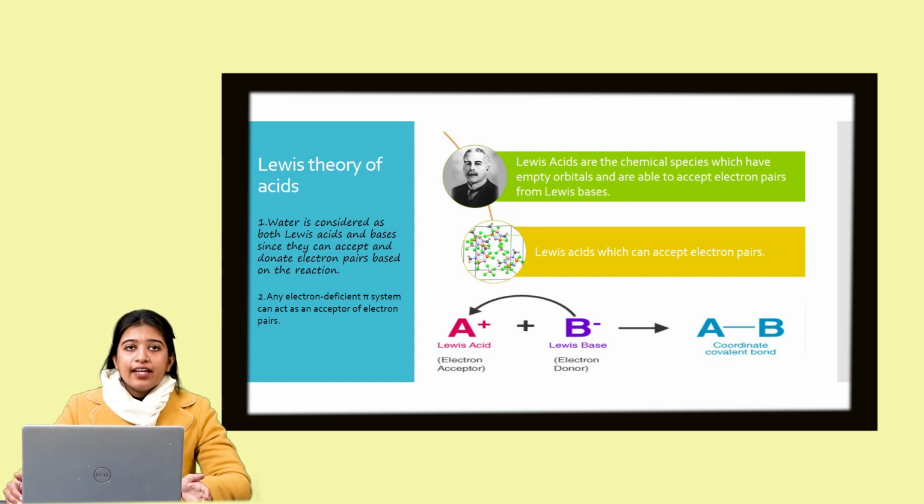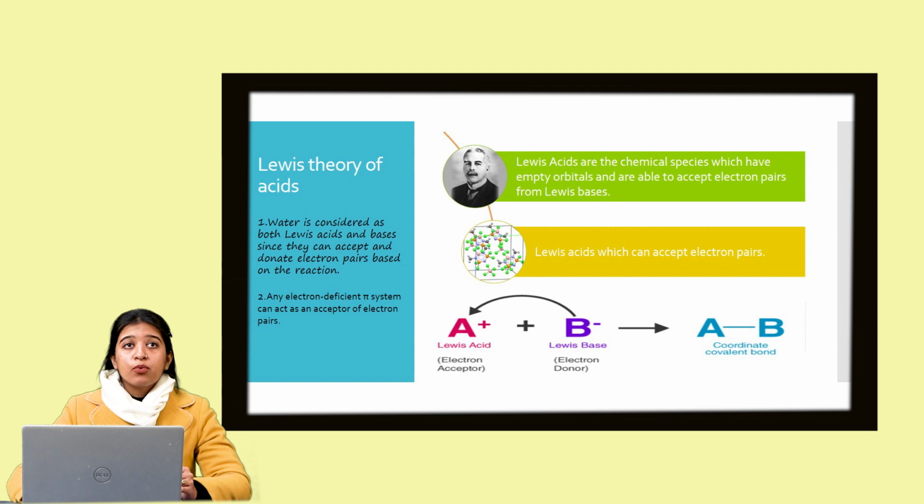So, what is a Lewis acid as defined by the Lewis theory? One who accepts the electron pair. Here A accepts the electron pair from B, which is the Lewis base. So A is considered a Lewis acid, forming the covalent bond. So, that was about the Lewis acid theory.